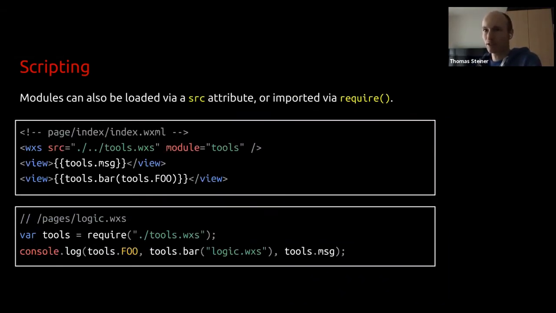Modules can also be loaded via a regular source attribute or imported within one module from another. So you can see here WXS pointing to a source, giving it a module name of tools. And then in my view, I can use it as tools.message or just call a function, whatever. Or I can just, inside a WXS file, require another one. So pretty straightforward. If you've ever done Node development or just any kind of JavaScript development with RequireJS, this immediately feels familiar to you.